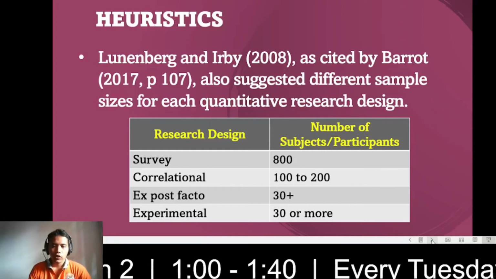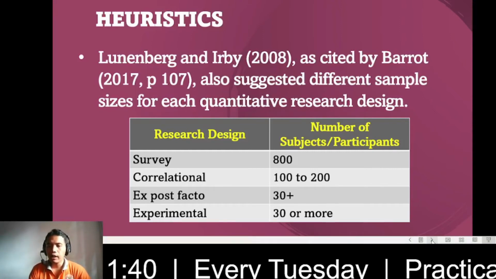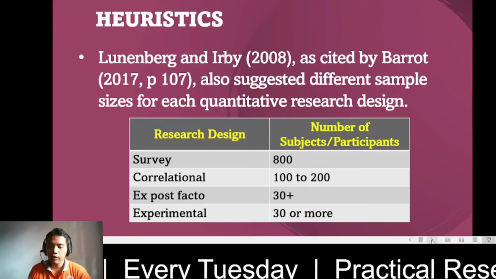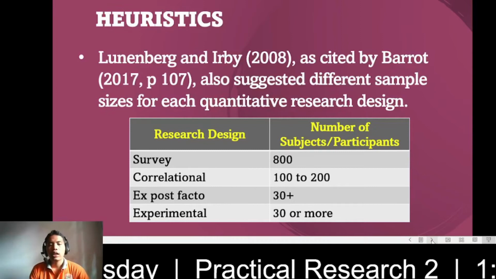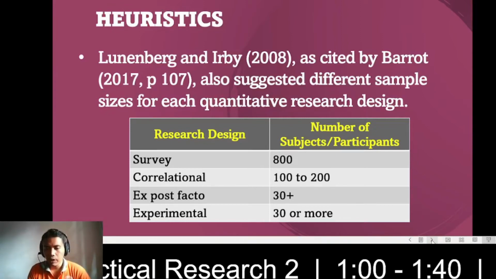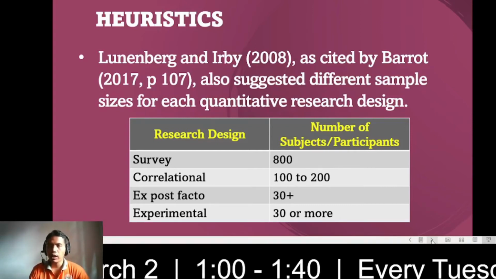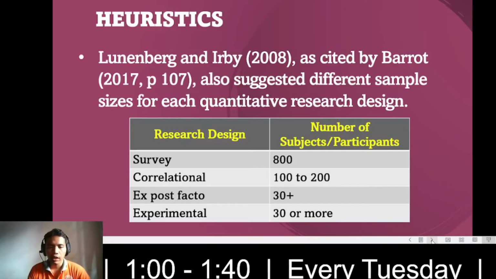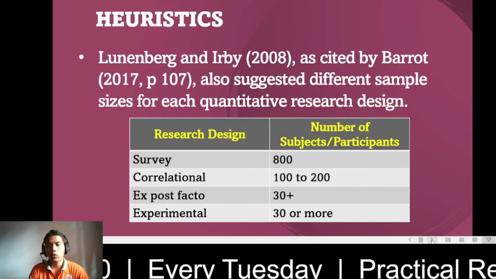And we have correlational research. Kapag sinabi natin correlational research, rule of thumb naman na ang participants na mai-involve sa iyong research ay 100 to 200 persons. Kapag ex post facto na research, should be 30 plus, or meaning more than 30, not 30 or more. Okay. And when it comes to experimental, it should be 30 or more.